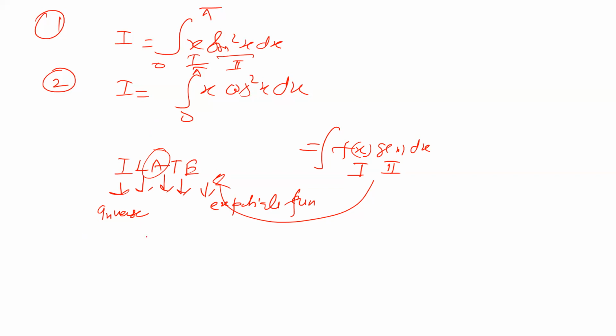So here I is equal to integral from 0 to pi of x sin square x dx. We have to apply the ILATE rule. My first function is x, an algebraic function, and sin square x is a trigonometric function, which we consider the second function. So what is the formula? We have to state it first. This is my first function, this is my second function.